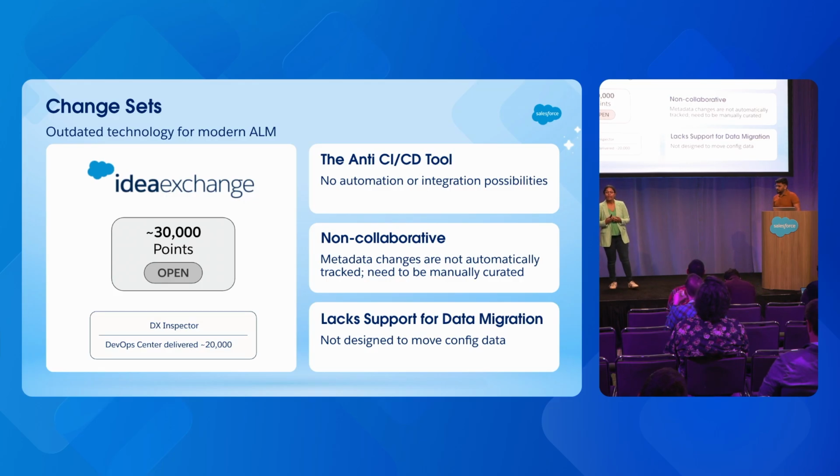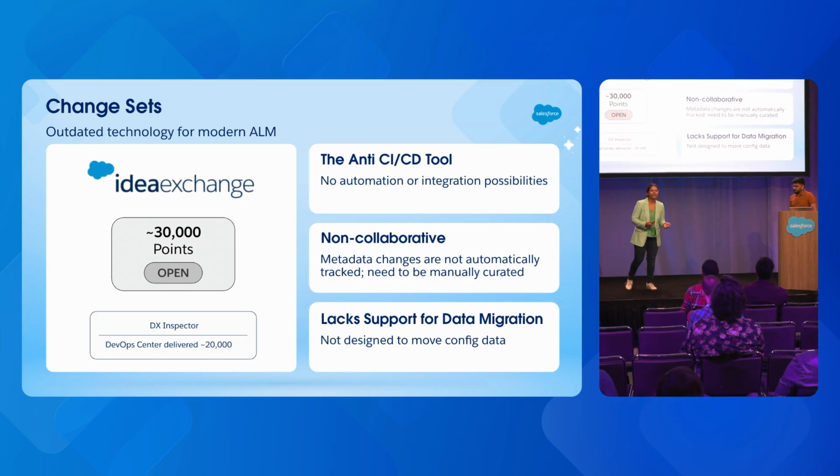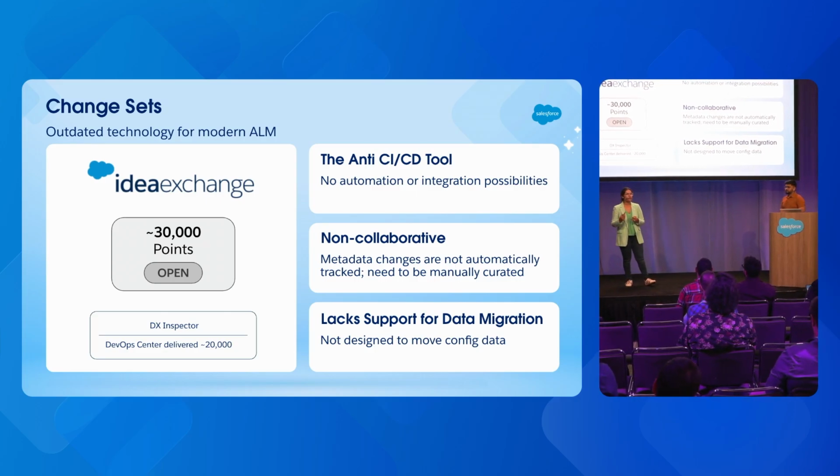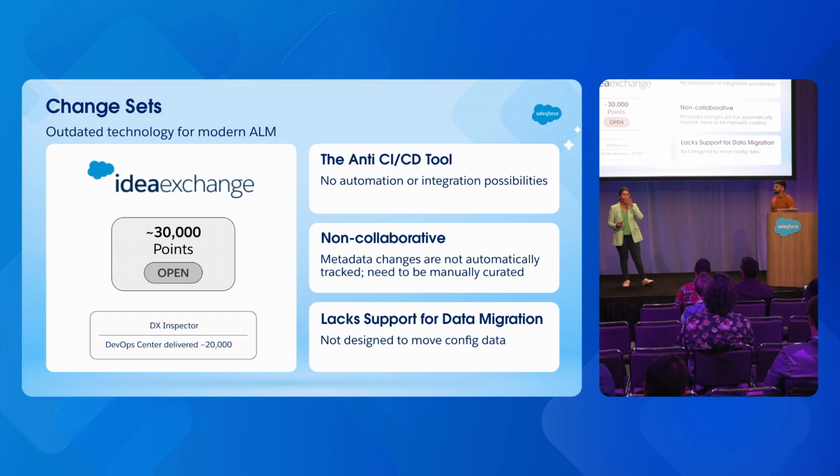The lack of automation or integration with change sets leads to admins using multiple tools for different purposes. You cannot natively peer review a change set. You cannot automatically track changes with them because you have to handcraft them. You cannot run tests out of change sets. You cannot integrate change sets with a CI/CD tool like DevOps Center or any third-party tool that you might be using. So they are non-collaborative in that way, and they also lack support for any data migration.